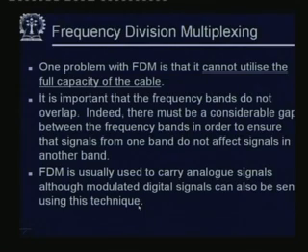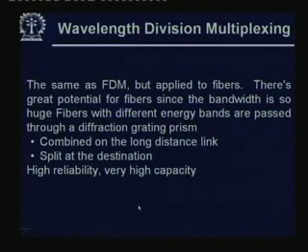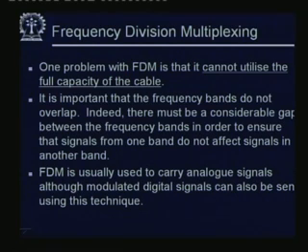One problem with FDM is that it cannot utilize the full capacity of the cable. It is important that the frequency bands do not overlap, so that is why you have to give the guard bands. So, the full capacity of the cable is not utilized. The other disadvantage, of course, we will summarize these advantages and disadvantages later on, is that it is a bit more prone to noise because we are dealing with analog signals here. FDM is usually used to carry analog signals, although modulated digital signals can also be sent using this technique.